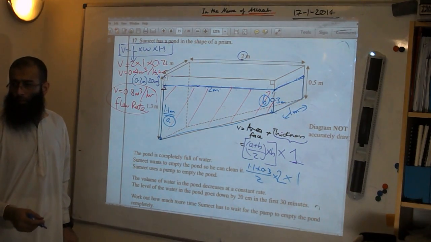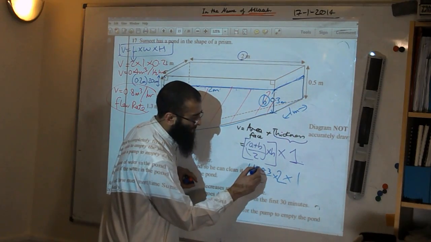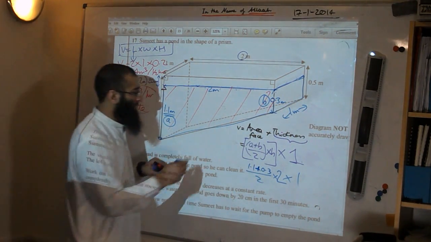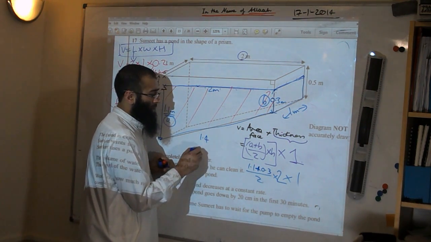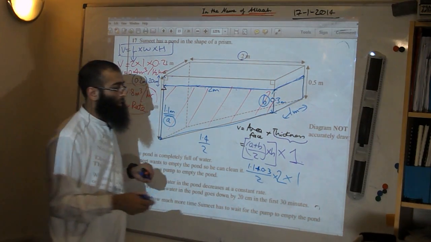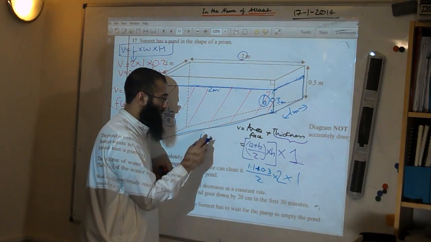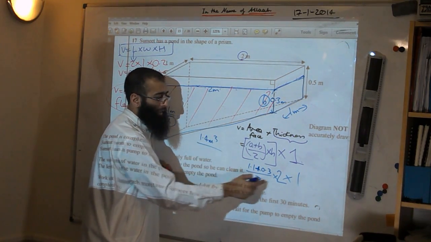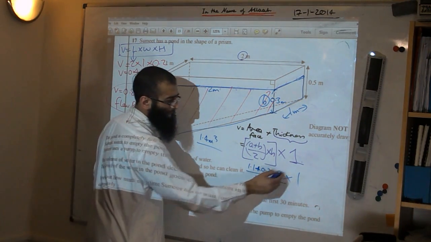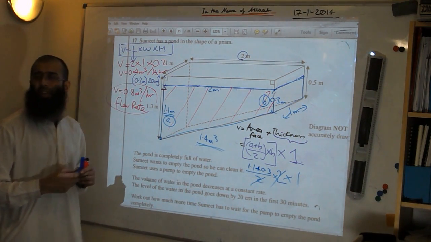Okay, we're happy with that, Hamza? Put all the values in now. So 1.1 add 0.3 is 1.4. 1.4 divided by 2 is 0.7. Then 0.7 times by 2 is back to 1.4. And then 1.4 times by 1 is still 1.4. So these two in a sense will cancel each other out, so we end up with 1.4 meters cubed. 1.4 meters cubed worth of volume left.